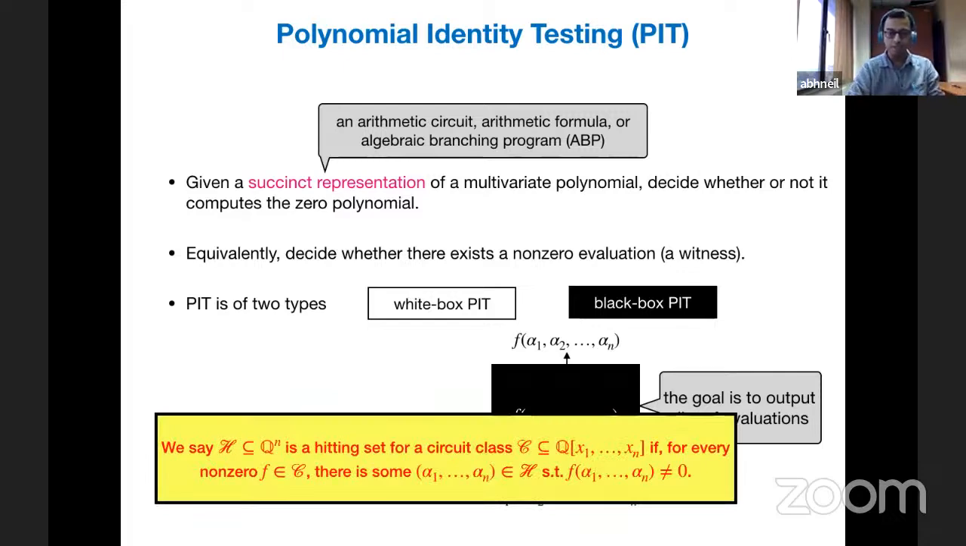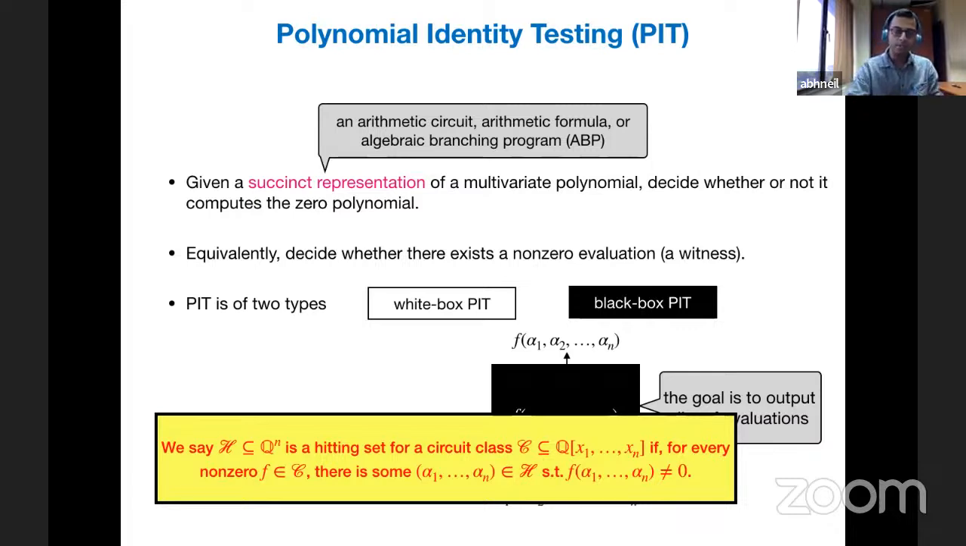So more precisely, this list of evaluations we'll call a hitting set. For a circuit class C, we'll say that a list of evaluations is a hitting set if for every non-zero element in that circuit class, there will be a witness of its non-zeroness in that list of evaluations. So that's what we call a hitting set.